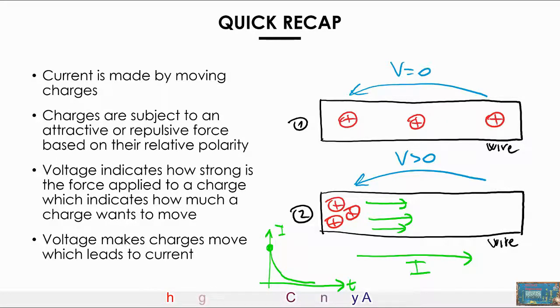In order to have a constant current across the wire, you need to have a device able to apply a constant voltage difference between the two terminals of the wire. And this device is the battery.